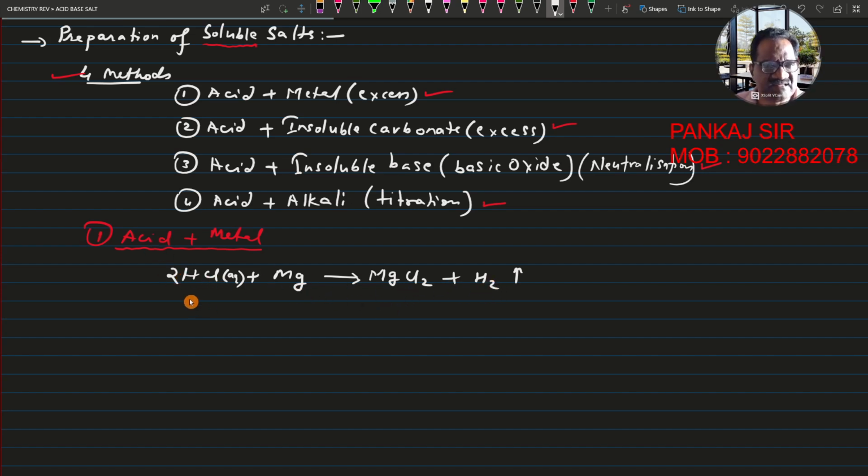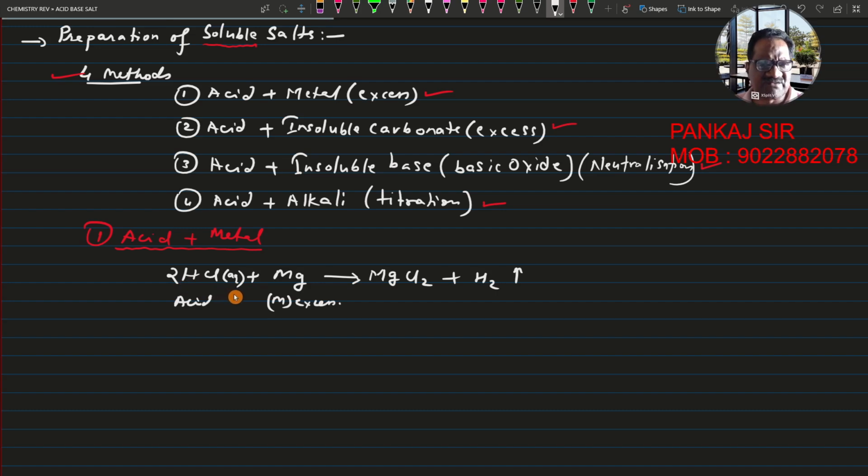This is your acid, and this is your metal. I'm writing M for metal, right? And this you have to take in excess. Now why do you have to take this metal in excess? Because you have to ascertain that all the acid that you have taken in this reaction is getting used up. So you should not have any unused acid remaining at the end of the reaction, right? Which is not healthy. So the acid has to be completely consumed. It has to be used up.